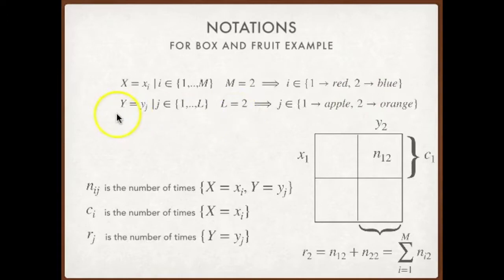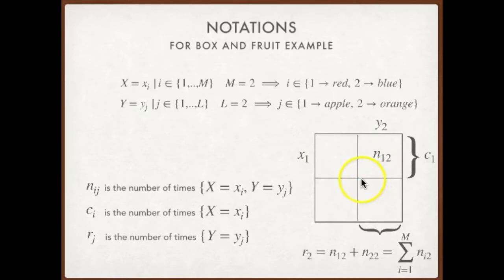Similarly, we denote the random variable for fruit selection as y, and it can take values from y1 to yL. L is also 2 in our example of fruit and box selection, where y1 represents apple and y2 represents orange. Now we can create a matrix as shown in this figure on your screen. Here choices of x are in the rows and y are in the columns.